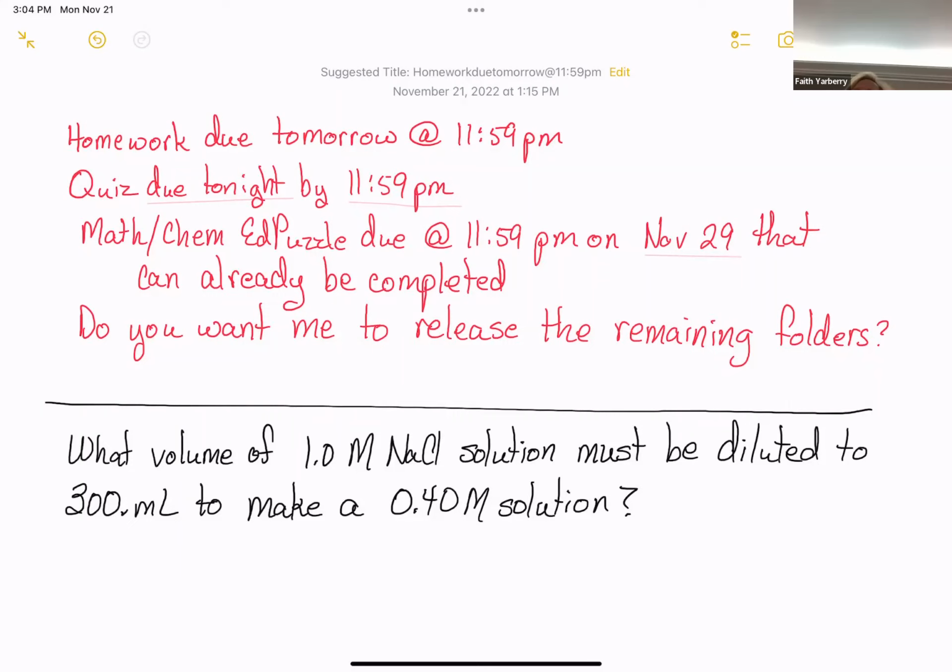There is one more folder to release after the folder that will get released with next week's information. It basically describes the fact that you have an exam, that there's a review session, and then there's the final exam. Otherwise, everything is pretty much released after today or tomorrow. Any questions?